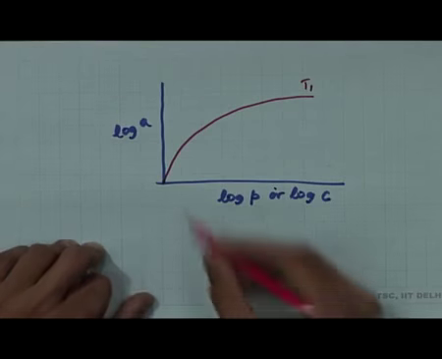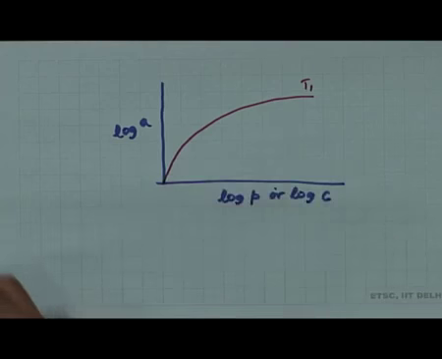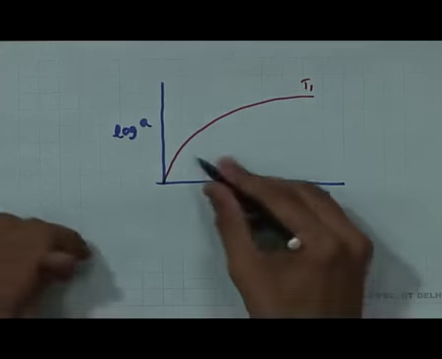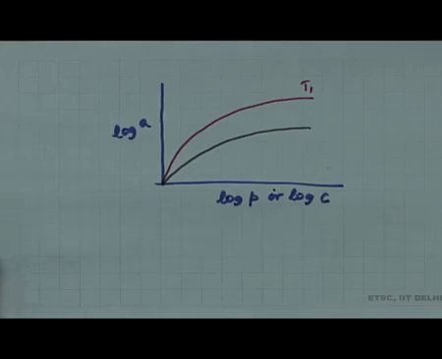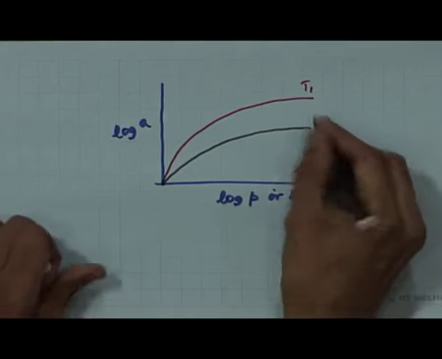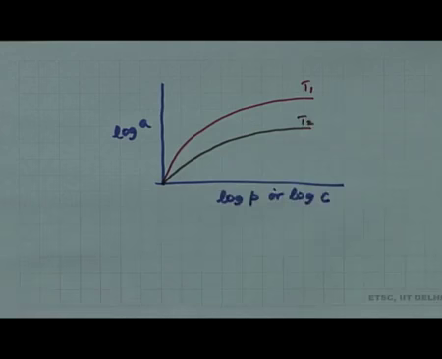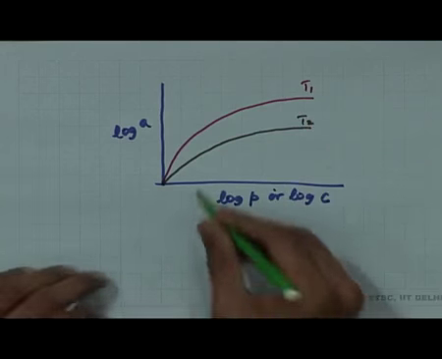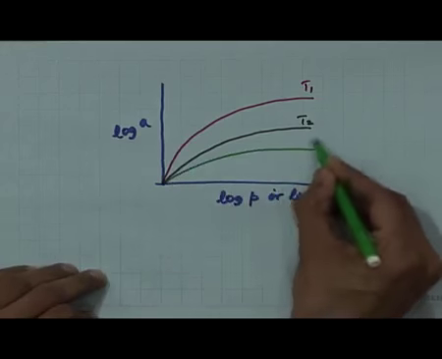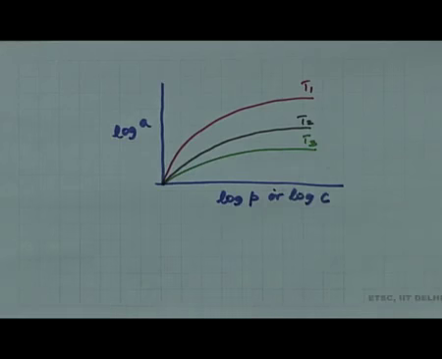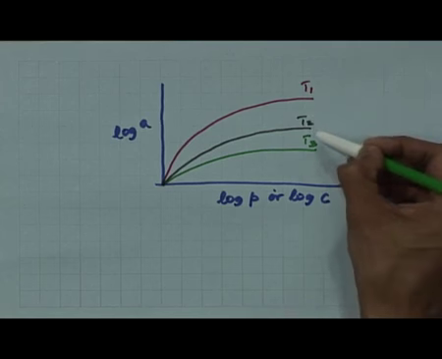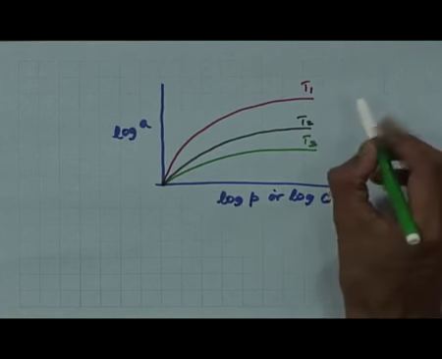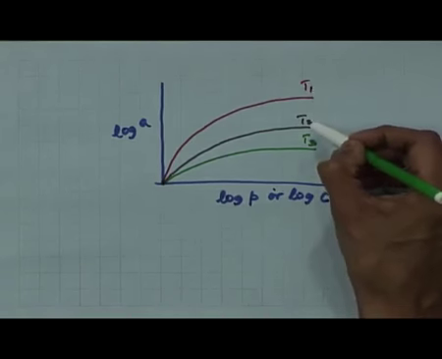If I did this same measurement at a different temperature, call it T2, I will get something which looks like that. And if I did it at a third temperature, which I will draw in green, that will be T3 here. Can we now predict whether T1 is greater than T2 is greater than T3, or whether T1 is less than T2 is less than T3?